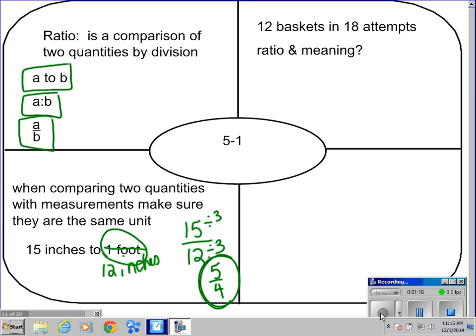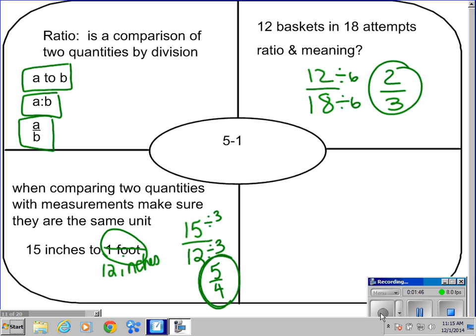The top right-hand corner says 12 baskets in 18 attempts. So again, let's write it as a fraction. A lot of times it's easier to reduce it that way. What can I reduce both the top and the bottom by? 6. So divide by 6, and what did you end up with? 2/3. Okay? Now, not only do I want this written as a ratio, I also want somebody to be able to try to explain to me what this 2/3 would mean.